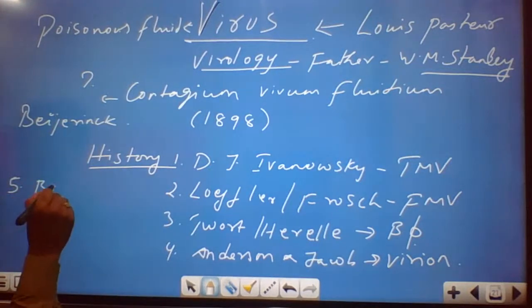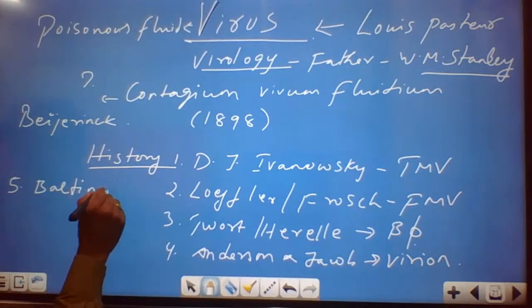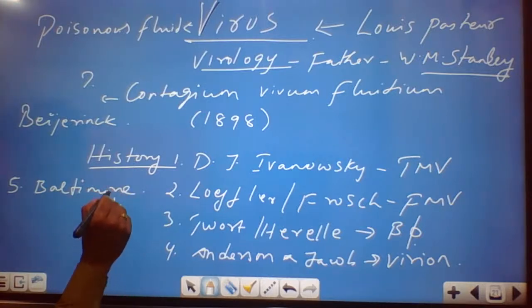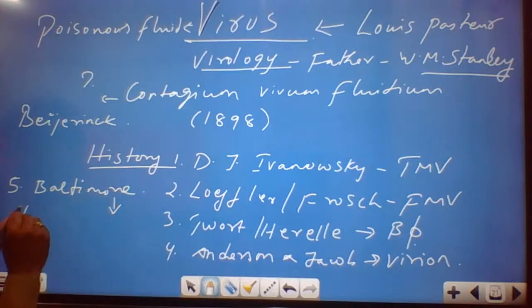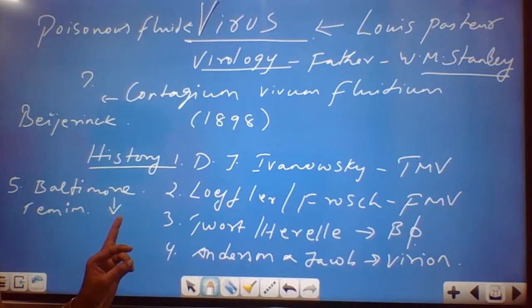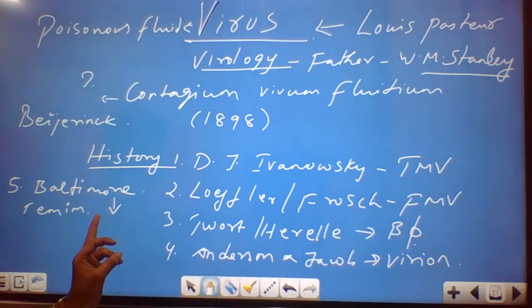Baltimore also got the Nobel Prize. Can someone tell me what is the contribution of Baltimore and Temin? They first identified the reverse transcription mechanism, the reverse transcriptase enzyme. This was first identified in the year 1970, and they got the Nobel Prize in the year 1975. This process is called Teminism.